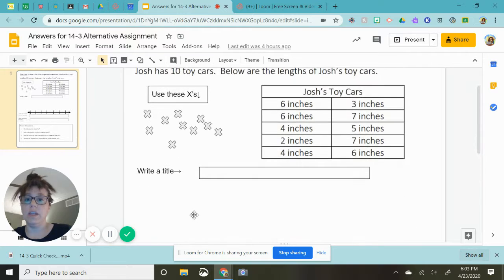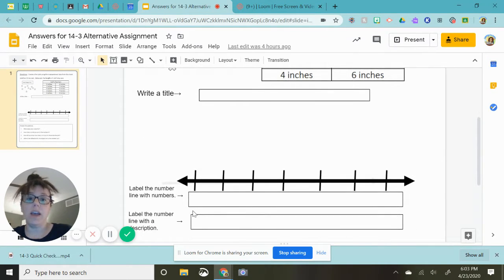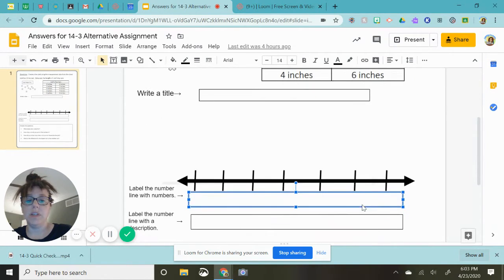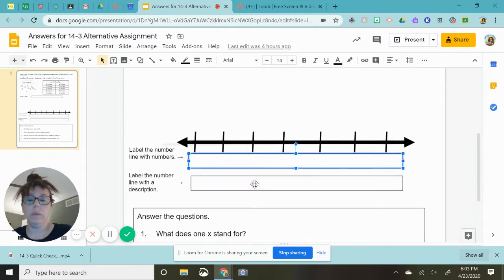So the first thing is, if you are wanting to, you can put your title on first. That really doesn't matter. I actually prefer starting with putting the numbers on my number line. So I'm looking here. I'm seeing my numbers, and then I'm going to go count here. There's 1, 2, 3, 4, 5, 6, 7. I feel comfortable labeling my line plot 1 through 7.